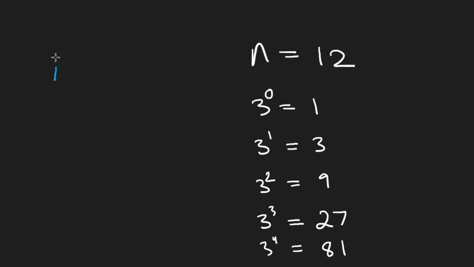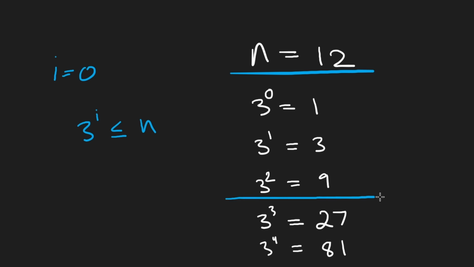What I'm going to do is I'm going to have my i, let's say, start at 0. So this is the power that we're currently at. We're going to find the largest power of 3, so let's say 3 to the i, that is still less than or equal to n, which is 12. So in this case, this would be our stopping point. I think it's obvious why we're doing this.